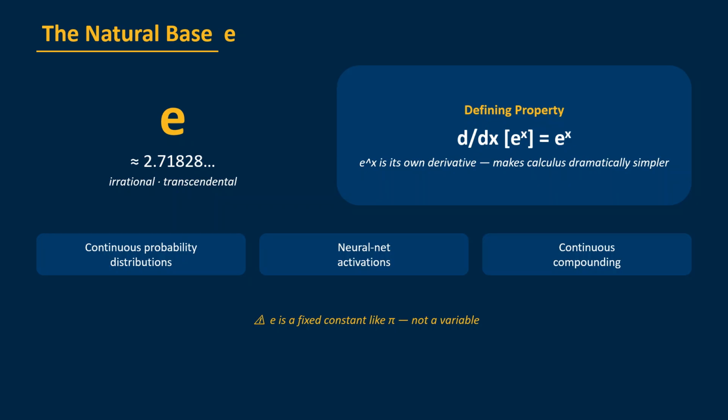Second, there is occasional confusion between e as the base of the natural exponential and its role in defining the natural logarithm. While the two concepts are intimately linked, since the natural logarithm is the inverse of e to the x, the exponential comes first conceptually. E is defined as the unique base whose exponential function is its own derivative.